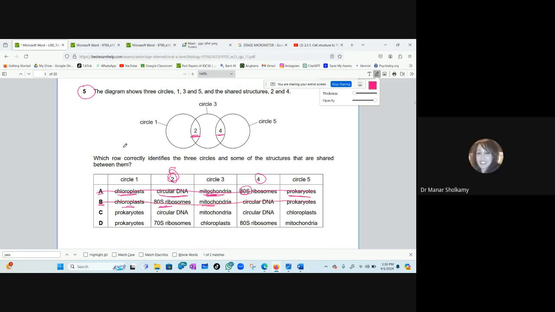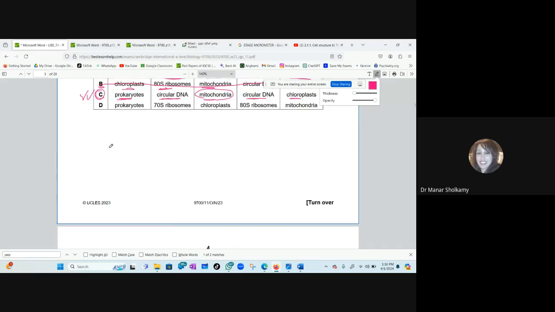Let's look at C. I'll go to the shared structure 2. The circular DNA, is it shared between prokaryotes and mitochondria? And 4, is the circular DNA shared between mitochondria and chloroplasts? Yes or no? Yes. Correct. Okay. So 5 is C.